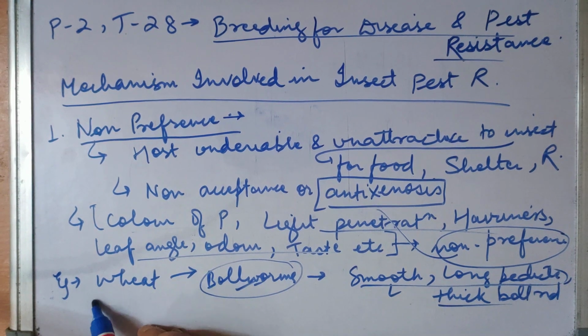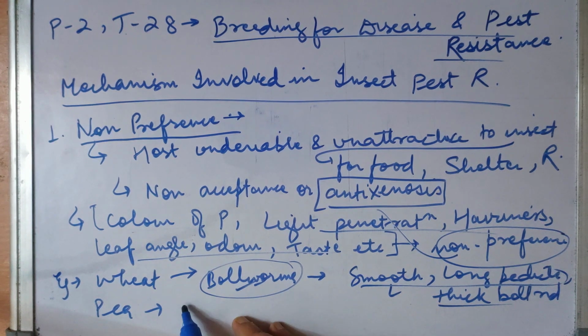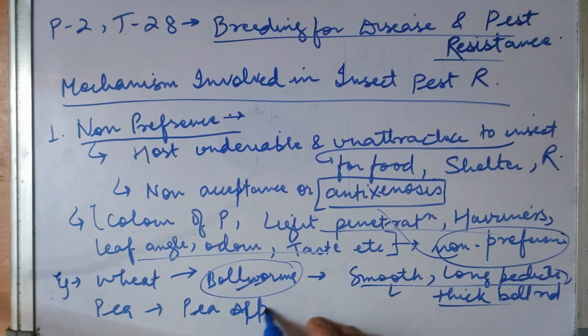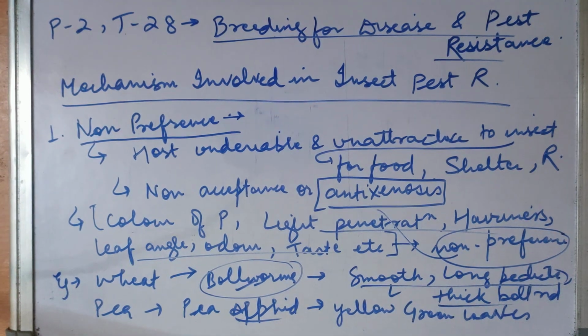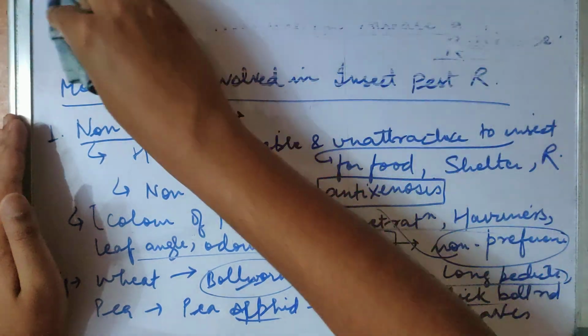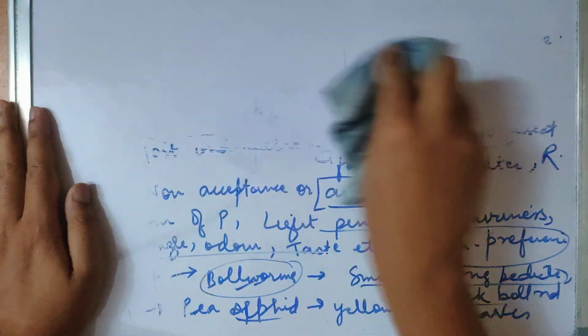You can also see it in pea, for pea aphid. Here we see that the leaves of pea turn yellow green, which is not preferred by aphid. So this was all about non-preference. Hope you all understand this. Now moving on to the second one, that is antibiosis.